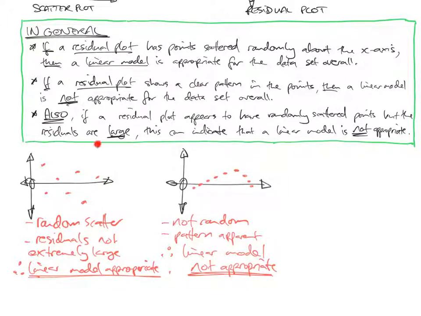The only other thing to think about is if you find a residual plot has randomly scattered points like this, but the residuals are really big compared to your data points, so like you had residuals of like 15 and your data was like 10 or even less than that, then that would also indicate a linear model is not appropriate. It might even go to the extent that those residuals are so big that it's not even a linear model. Those points are just random scattered points. There's no relationship whatsoever. Okay?